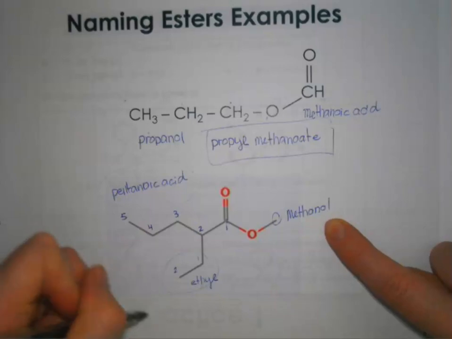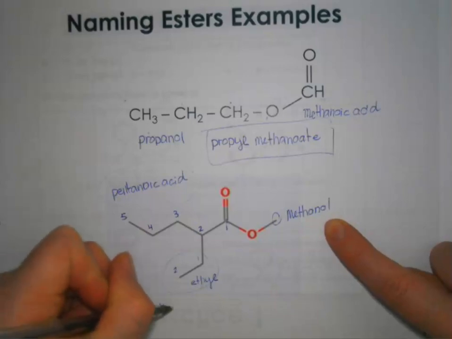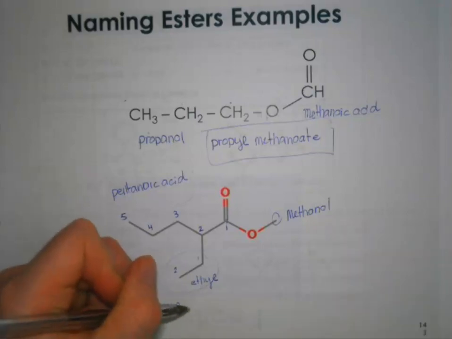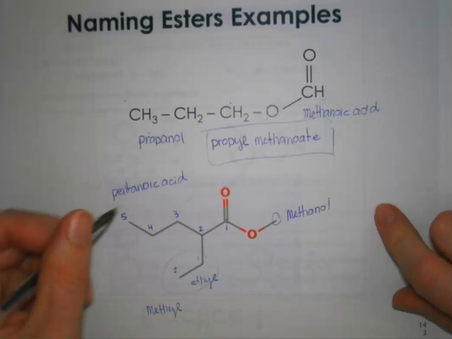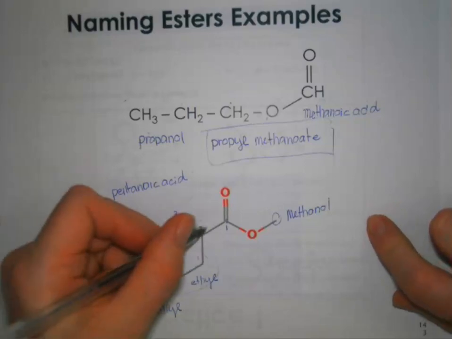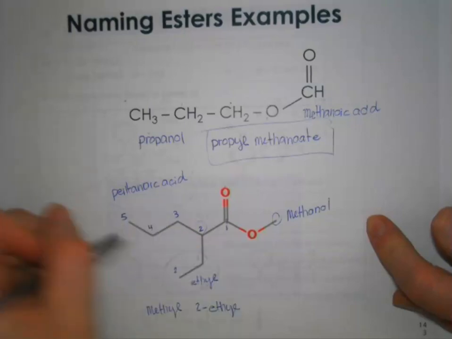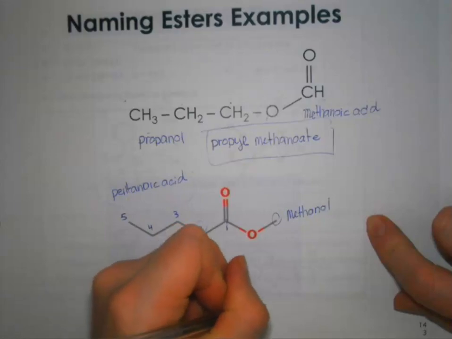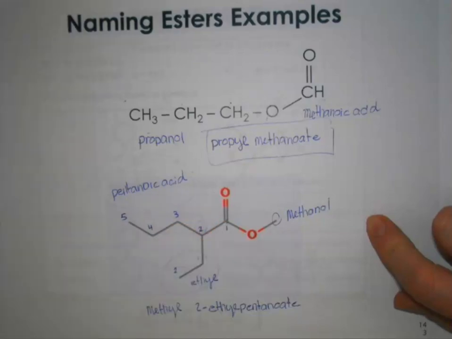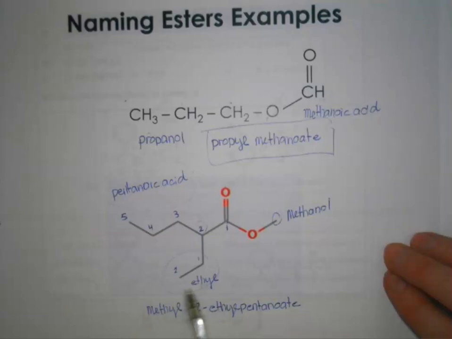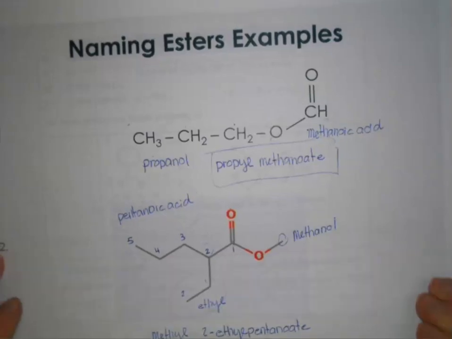So when we name this, we would call it methyl. There's no side group off of that methyl, so we don't identify a side group there. So methyl, and then just a space like we normally would have between methyl and pentanoate. But now we have to identify that on carbon 2 there's an ethyl group, so 2-ethyl pentanoate. Okay, so that's how we would name that one. A little bit tricky because you have to identify the fact that the side group is off of the second component, the carboxylic acid component of the ester.